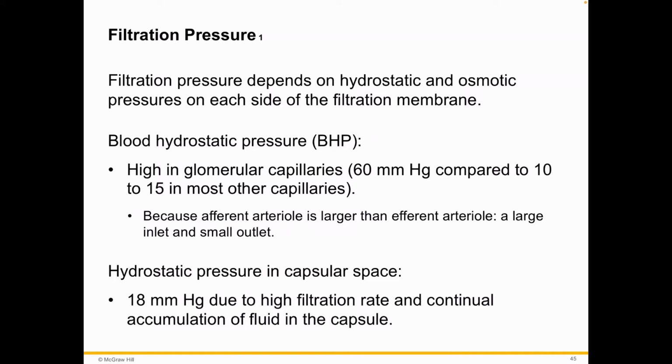Blood hydrostatic pressure, BHP, is relatively high in these glomerular capillaries because we want these capillaries to push out the filtrate, right? That's why we have a little bit higher pressure on a normal day, with nothing too strenuous going on. Hydrostatic pressure in the capsular space is going to be 18 millimeters of mercury due to this high filtration rate and the continual accumulation of fluid in the capsule, meaning water is pulling water through.